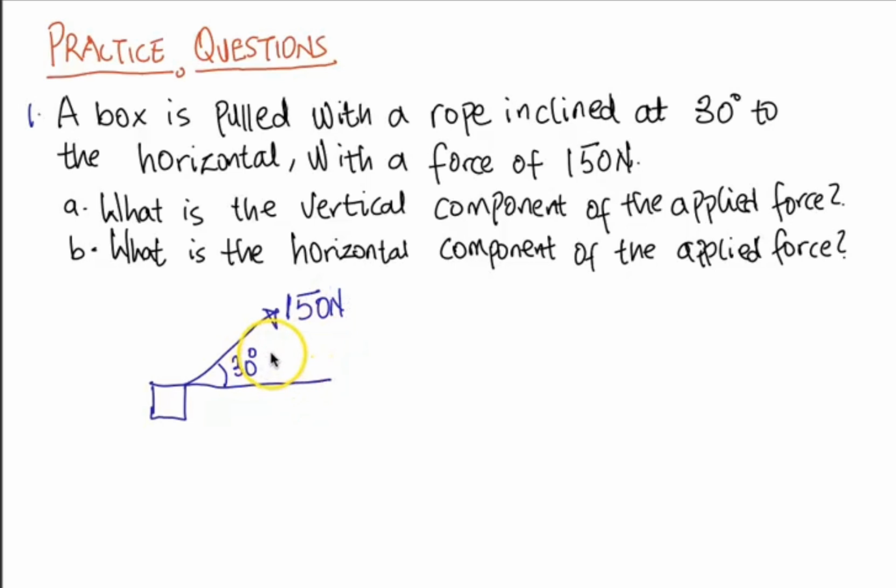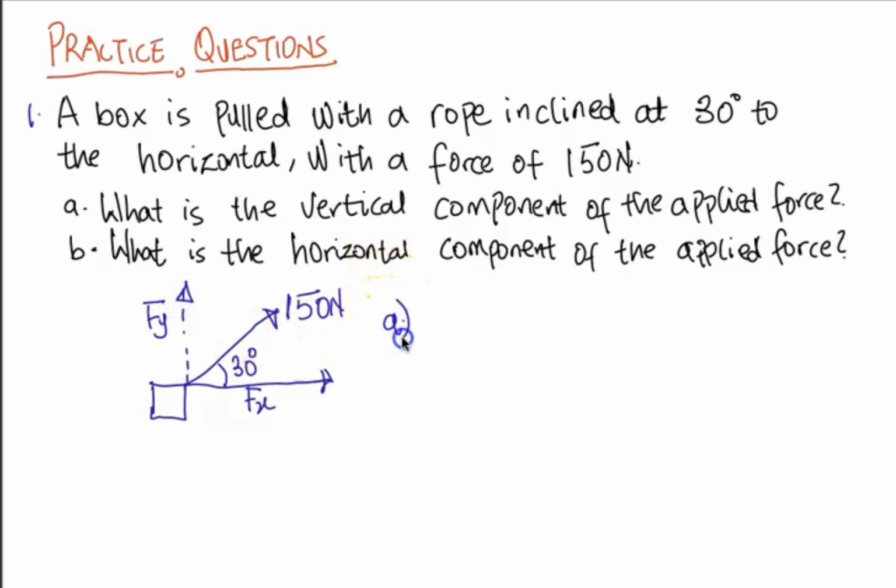We are told to find the vertical component, let's say Fy, and then we are told to find the horizontal component, let's say Fx. So we are looking for both components. So how do we find the vertical component?